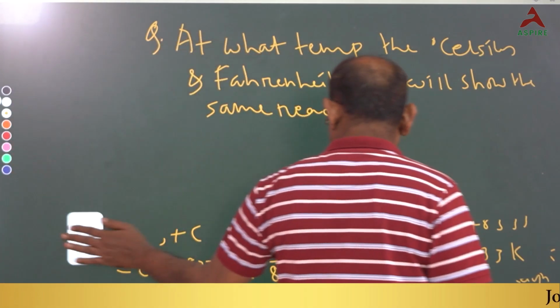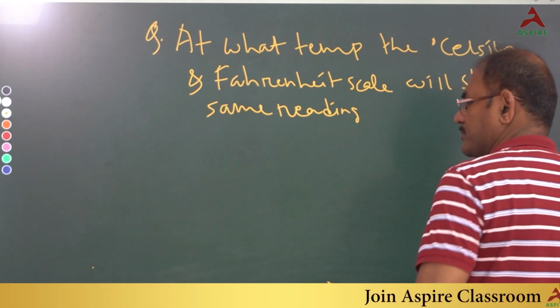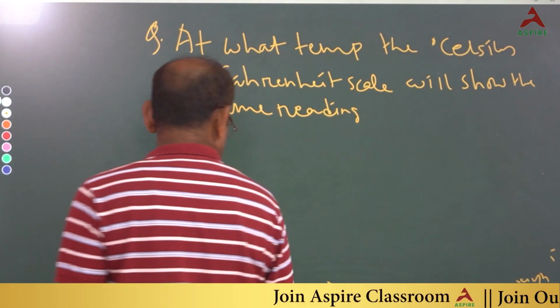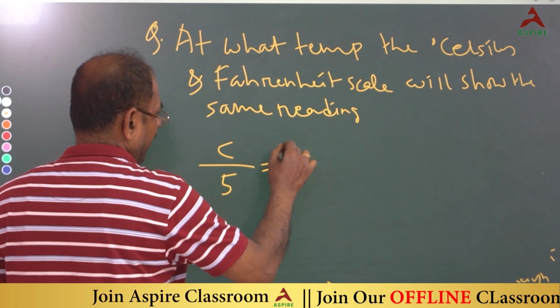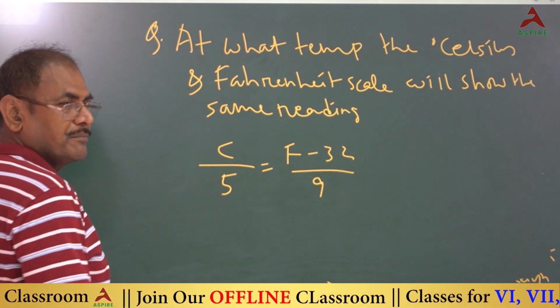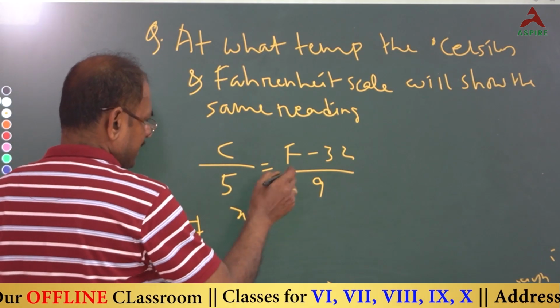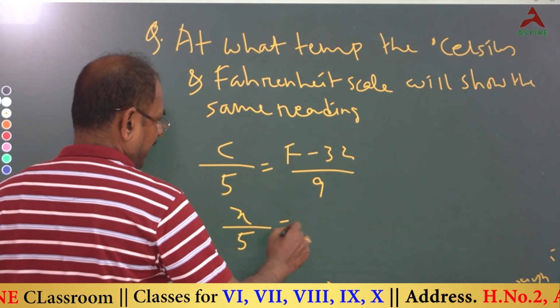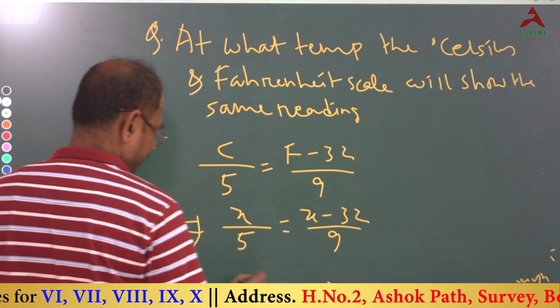So how will we solve this one? Let at temperature X, both of them will show the same reading. That is C by 5 equals F minus 32 by 9. Here C is also X, F is also X. That means X by 5 equals X minus 32 by 9.